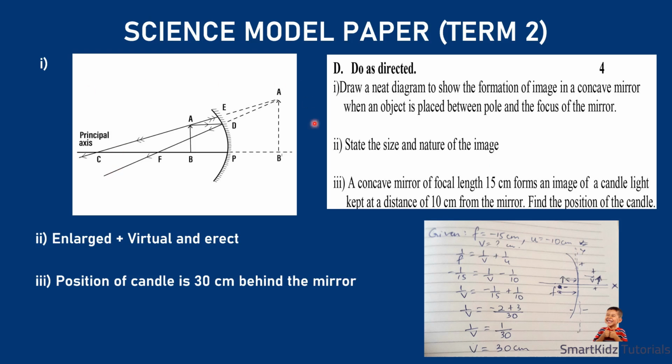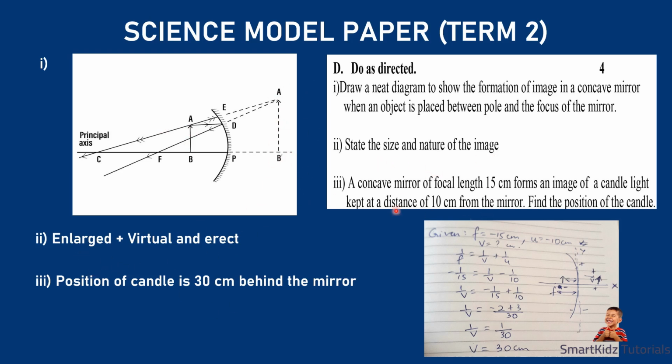Here you go. This is the diagram when the object is placed between the pole and the focus of the mirror. This is when the object is over here. That's when we get the image that is formed over here. That is a virtual and erect image. So let's just say enlarged, virtual and erect.